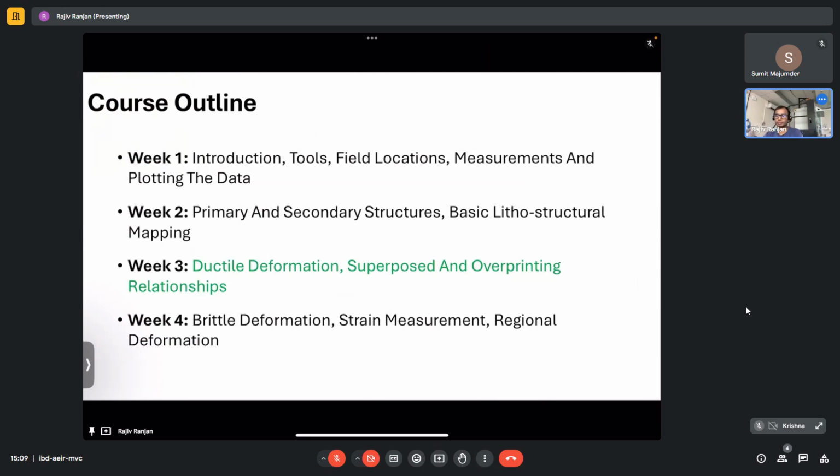So, let us start with the course outline. We have been studying field structural geology. We have covered week 1 and week 2, and today we will be covering week 3. We studied ductile deformation, superposed folding, and overprinting relationships. If you have gone through the lectures, we have learned about classification of folds, basics, and classification of superposed folding. So this is a summary of week 2.